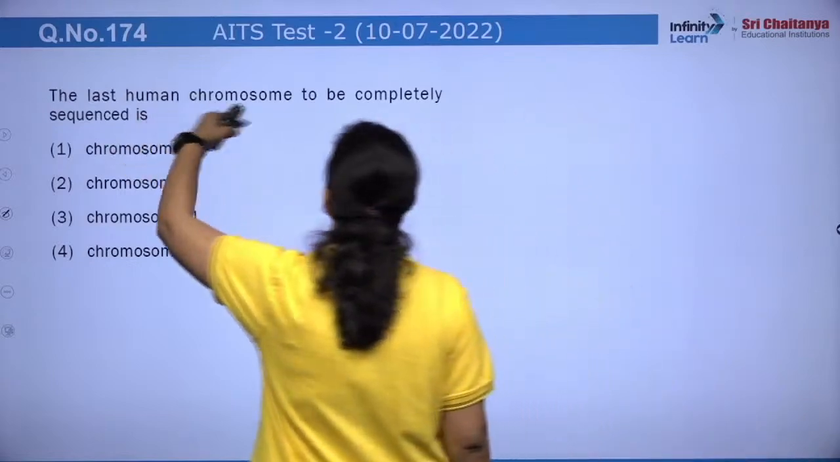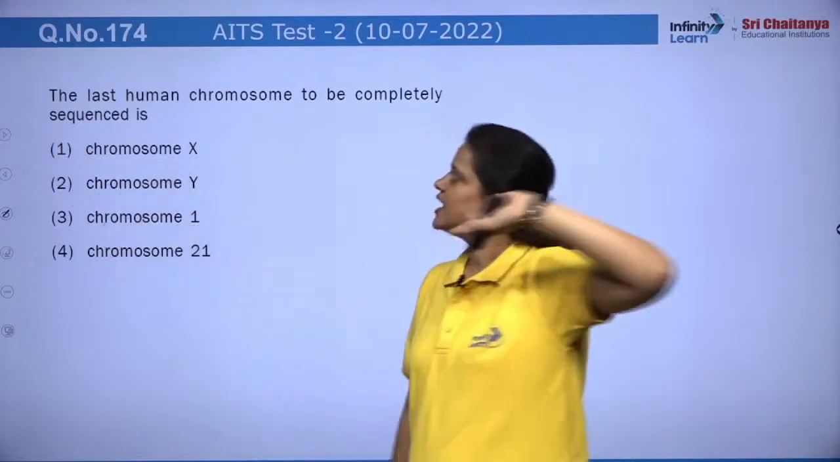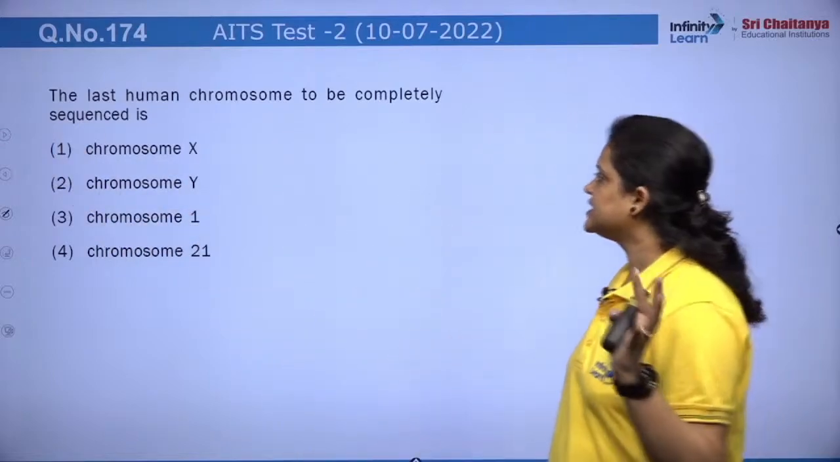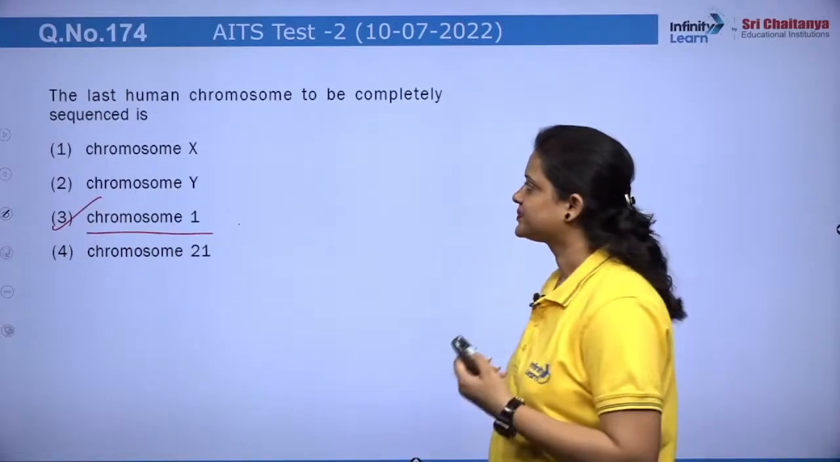Let's move on to our next question. The last human chromosome to be completely sequenced is... So the last human chromosome that was completely sequenced was chromosome number 1, right?